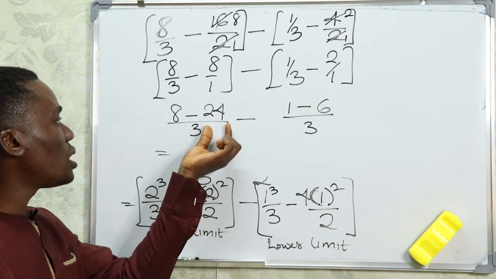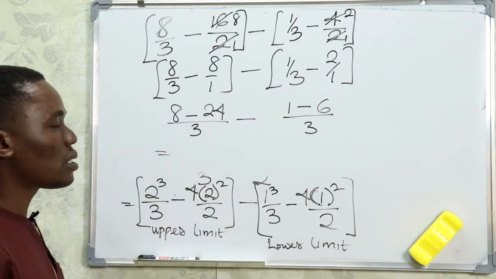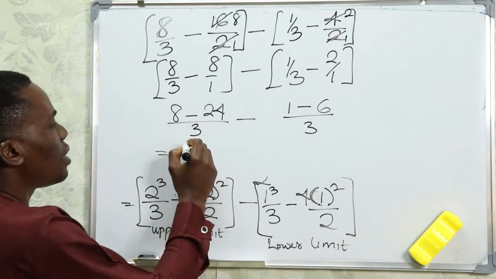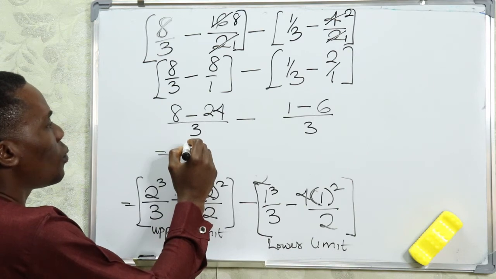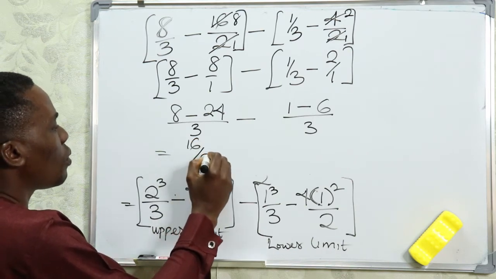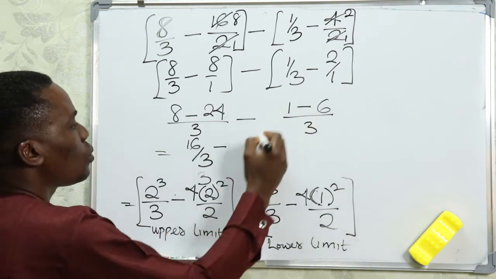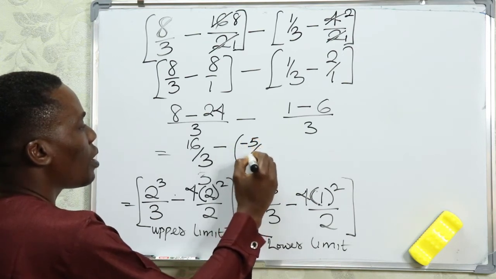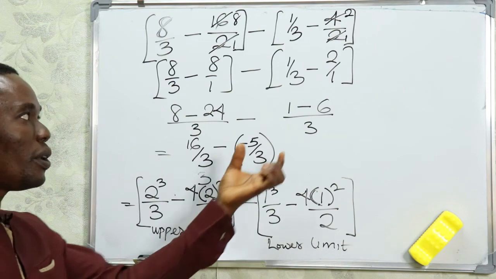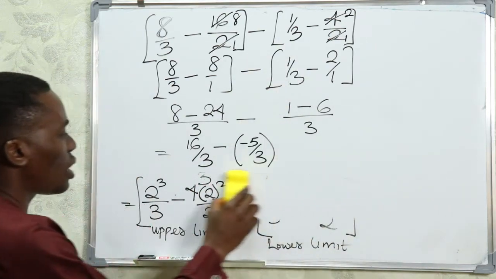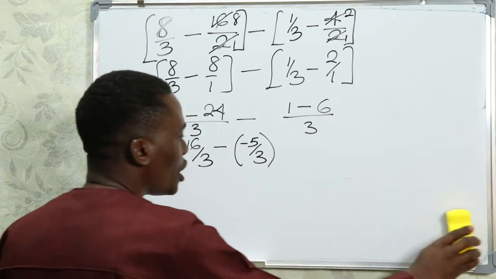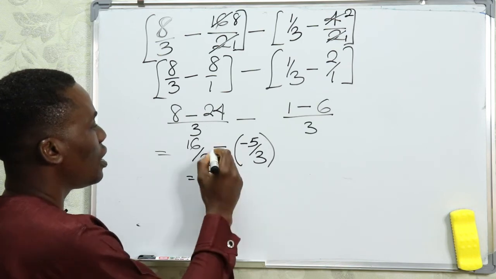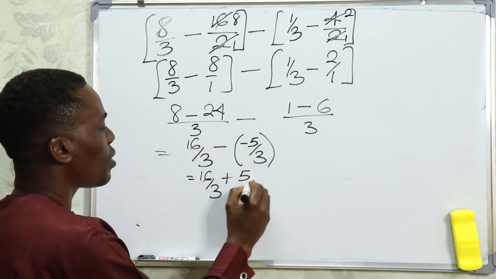So if we simplify this, we are going to have 8 minus 24, which is the negative side. So 8 minus 24 will give us 16. So we have 16 over 3 minus this, this minus this will give us minus 5 over 3. So we are gradually breaking the bigger fractions into smaller fractions. So what we need to do now is simplify further. So simplifying, we'll have our 16 over 3, this times this will give us plus 5 over 3.